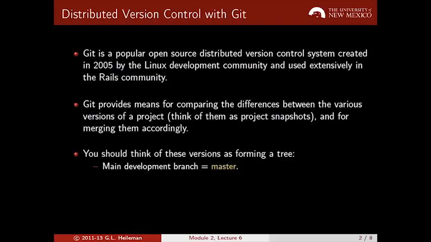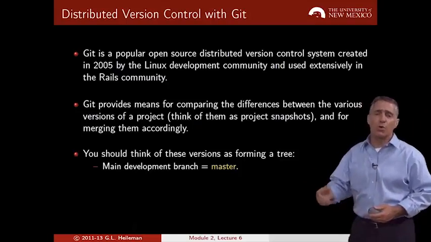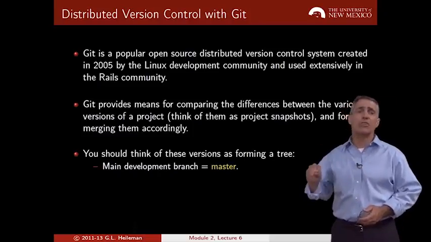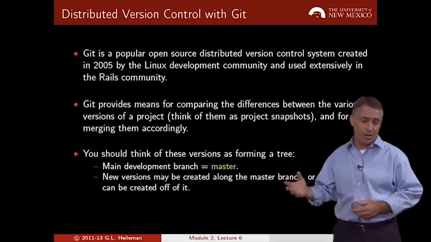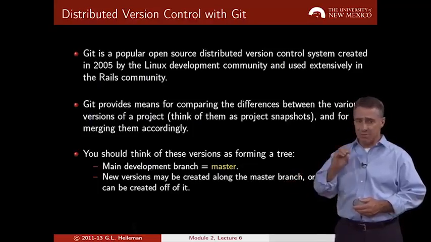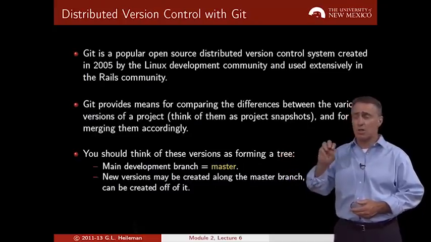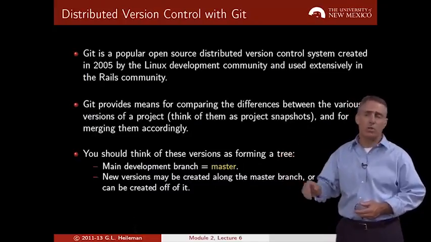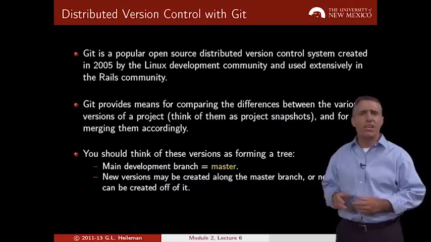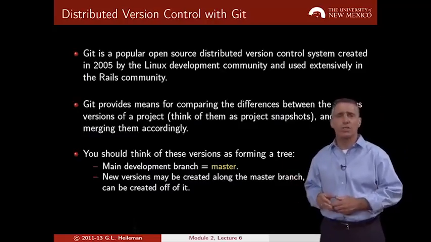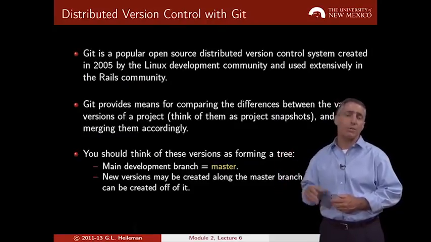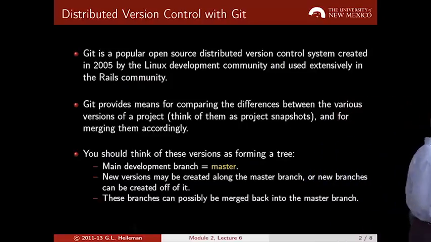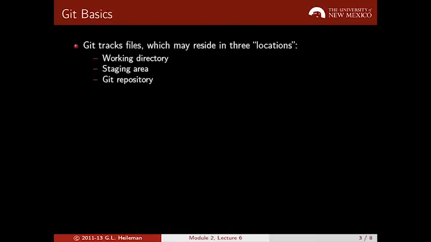You should think of Git as forming a tree. The various versions form a tree, and the main branch is called master. And then you can branch off of master. You can create branches off of master. You can have different versions along the master branch, and you can also decide to create a branch off of that if you're looking at a new feature, things of that nature. People create branches for various reasons. A lot of times it's to investigate a new feature, and you try and build it and then merge it back into the master branch once you get it working. These branches, as I've already mentioned, can be merged back into the master branch.